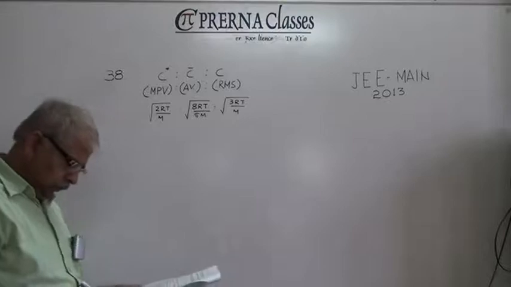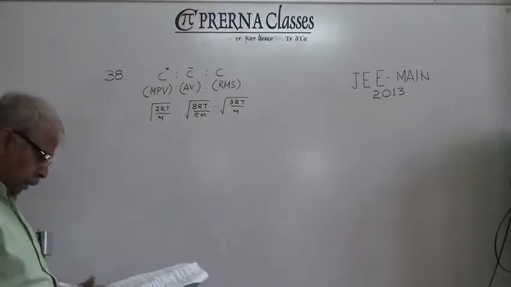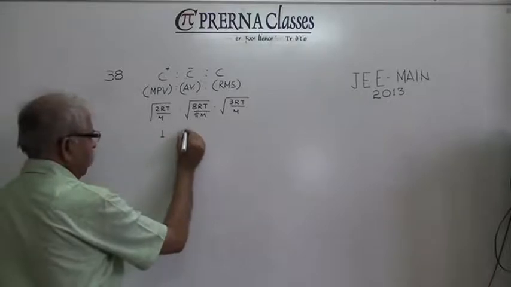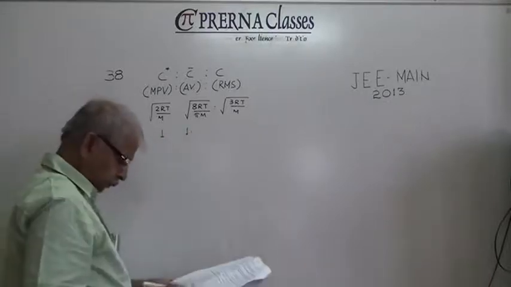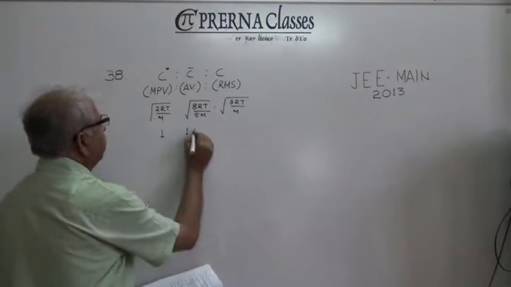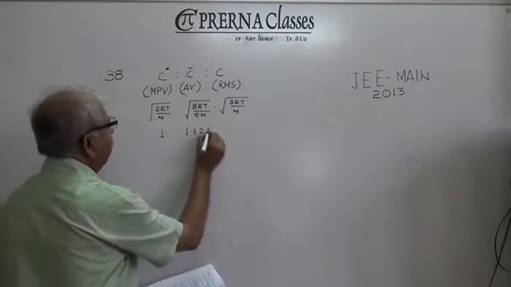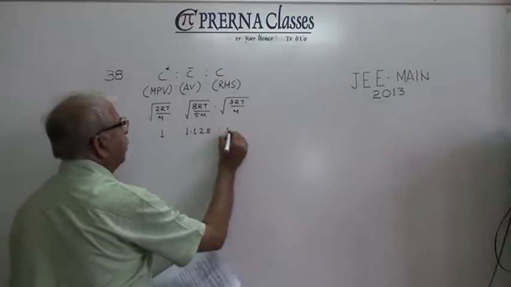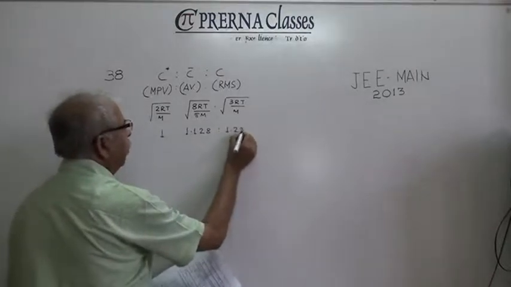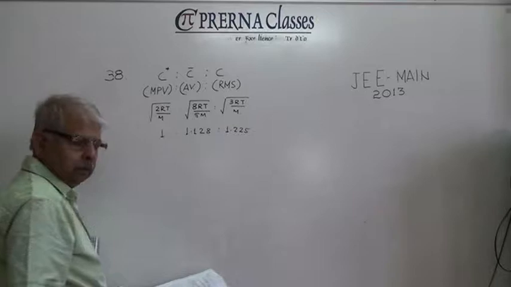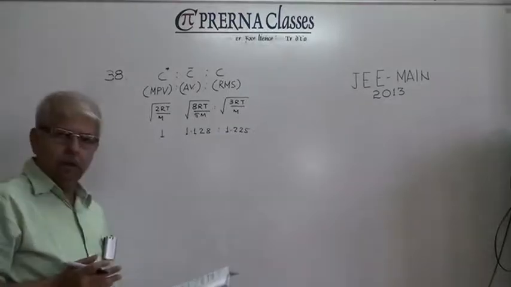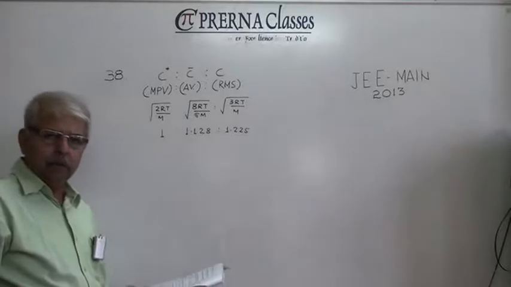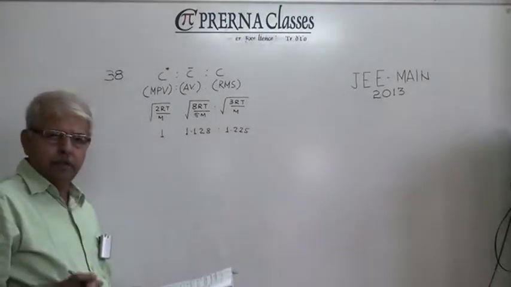Now, this becomes 1 : 1.128 : 1.225. The 3rd option matches with this result, hence the correct answer is 3.